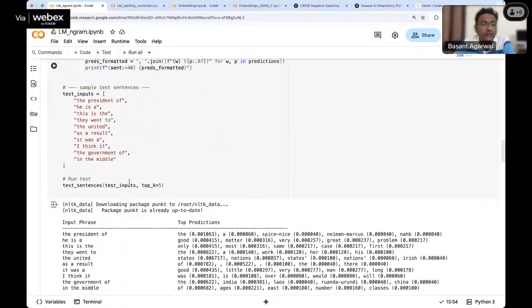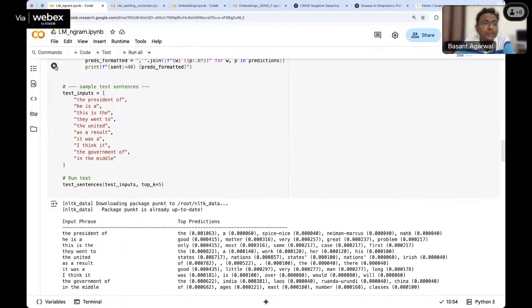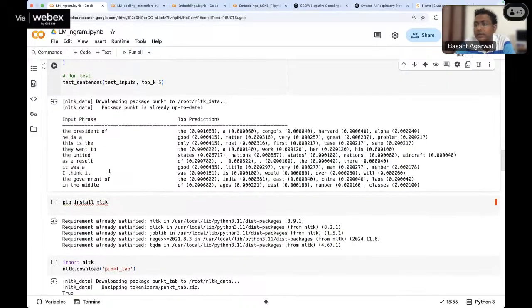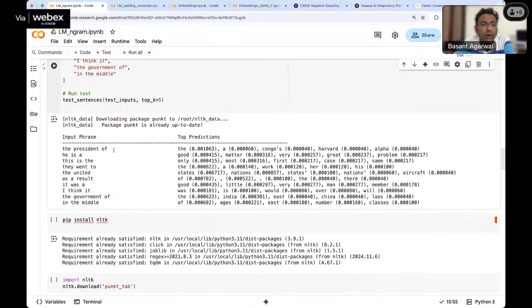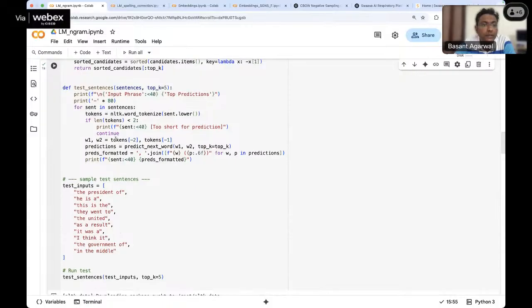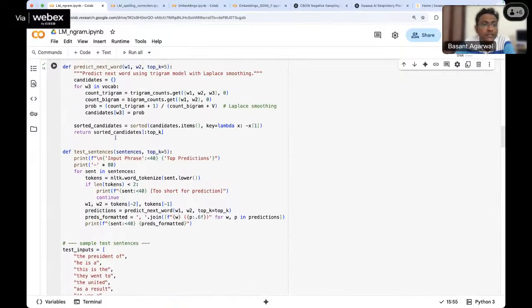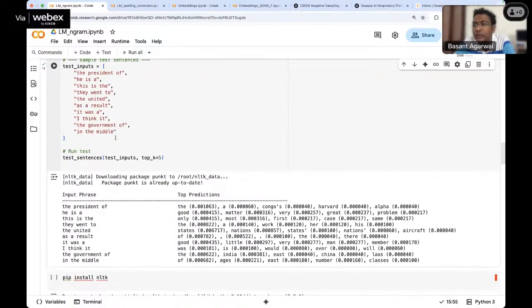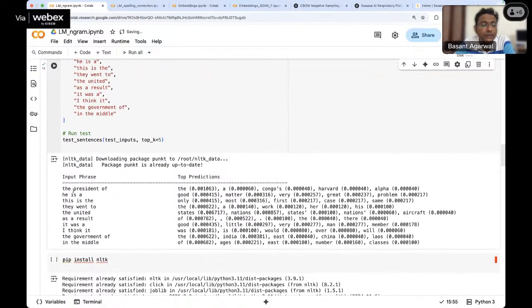Okay, so this is again the same implementation, but we have some more examples which I have shown, like the president of. This is for new test samples in which we have the president of. So based on the words president of, what is the most probable next word? It is the, which is a good prediction.